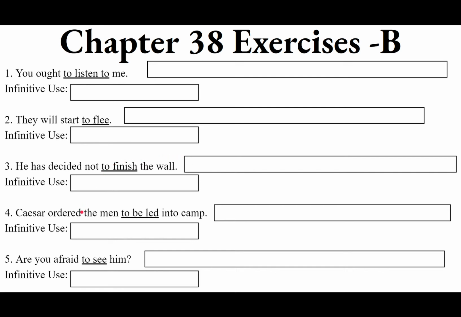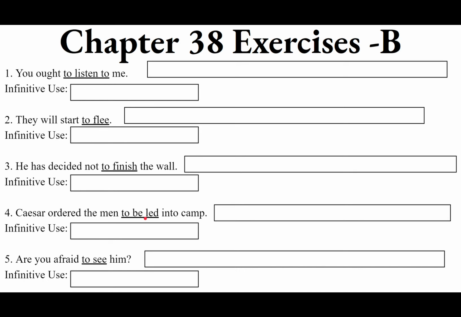Quarta, sententia quarta. Caesar ordered the men to be led into camp. So he ordered the men. Caesar ordered iubeo, iubere, iussi, iussus, which takes a subject accusative when it's in the active voice, and then an objective infinitive. So the usage of this infinitive to be led is objective infinitive. So Caesar, nominative singular masculine subject, he ordered. Iussit, the third person singular perfect active indicative, iussit. The men, he ordered the men, vir, viri, masculine, plural. It's the subject accusative.